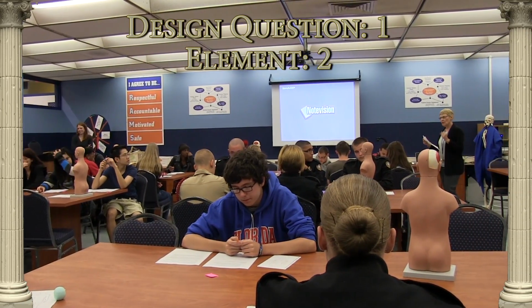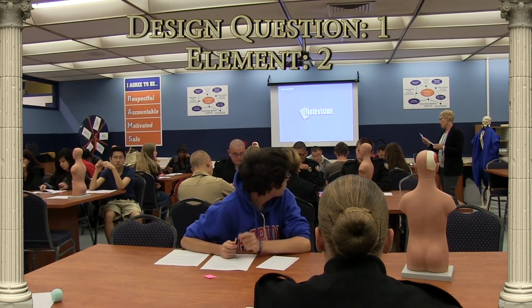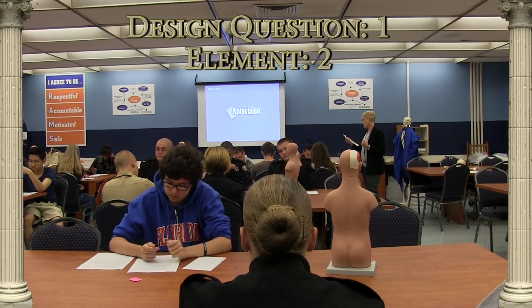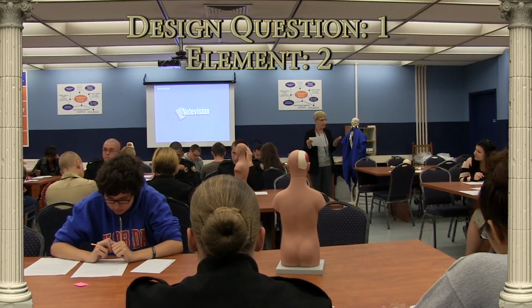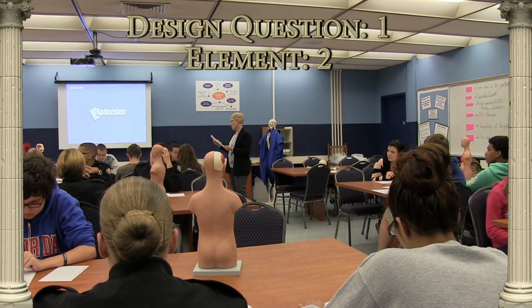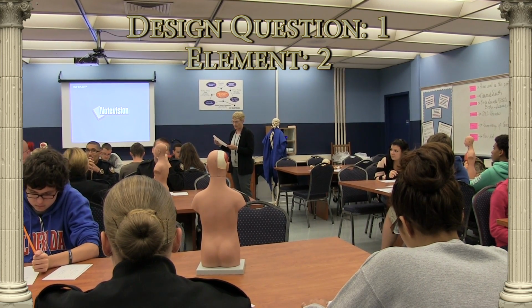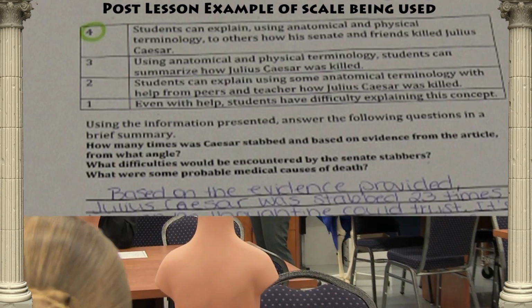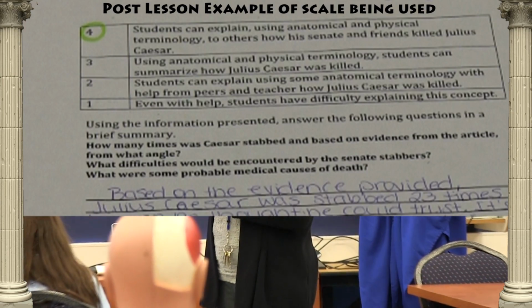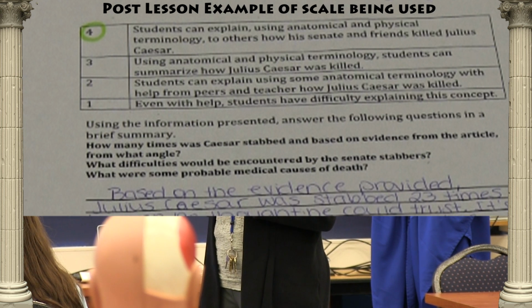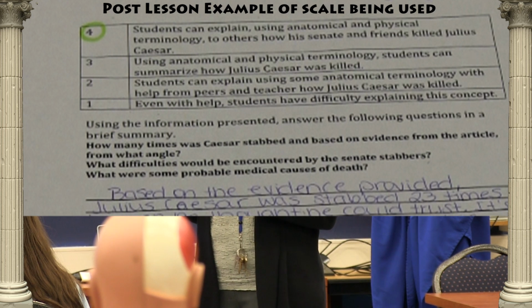If you're a 4, which is an A before you ever start this activity, students can explain using anatomical and physical terminology to others how his Senate and friends killed Julius Caesar. If you're a 3, which is close to a B, using anatomical and physical terminology, students can summarize how Julius Caesar was killed. If you're a 2, approximately C range, students can explain using some anatomical terminology with help from peers, and you do have some peers around now to help, and your teacher, how Julius Caesar was killed.